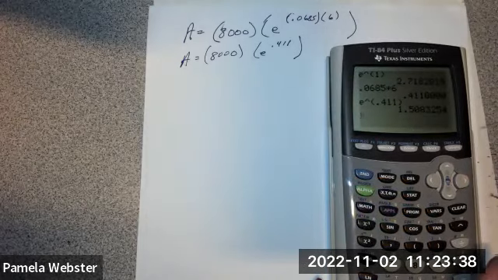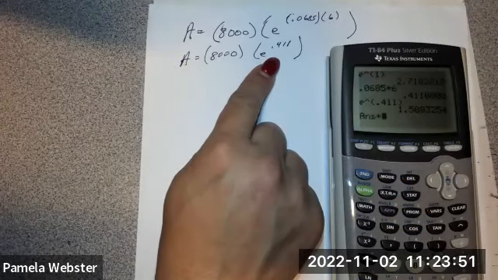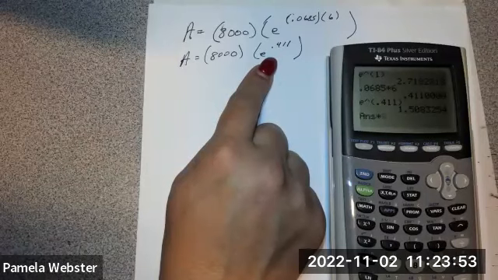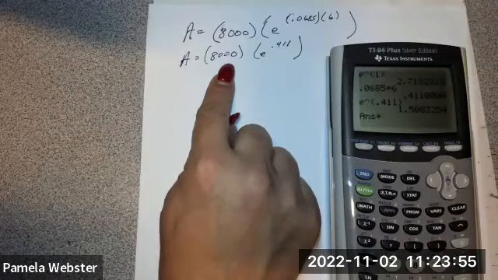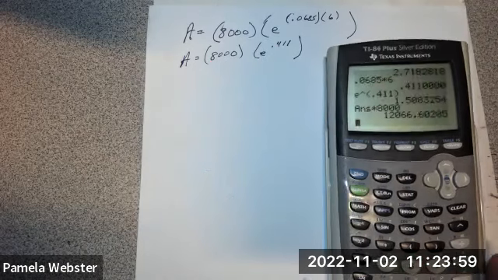As much as possible, keep those decimals in your calculator, because we don't want to have rounding errors. We're going to try to keep them like they are until the end, right? So E to the 0.411. And then we're going to multiply that. You could substitute that value in, but this is this value times the 8,000.